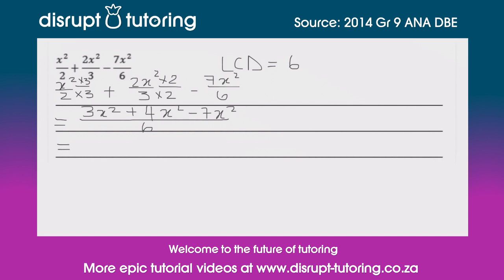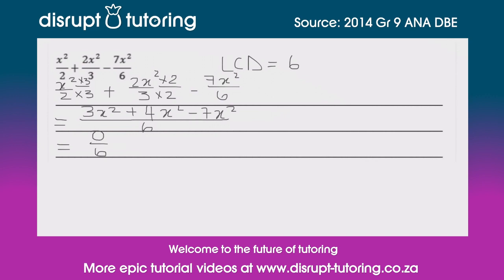Right, moving on to our final step. Now we can start looking for some like terms that we can simplify. Luckily for us, the entire numerator is constituted of like terms. So let's add those up. We've got 3x squared plus 4x squared gives us 7x squared, minus 7x squared, which actually gives us 0. So our numerator turns into 0 over 6.